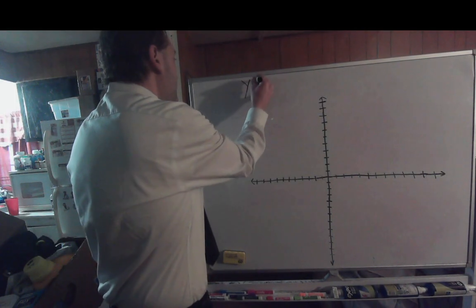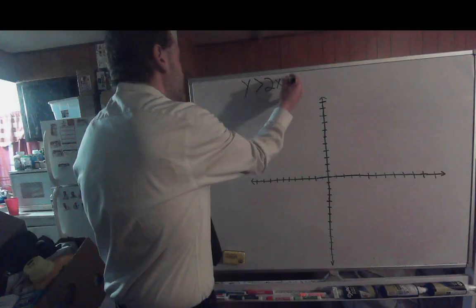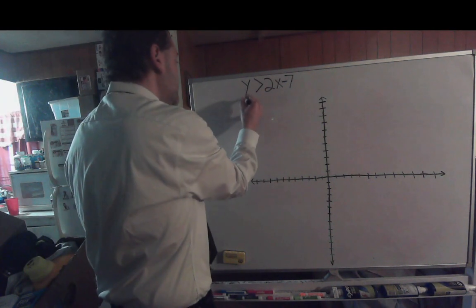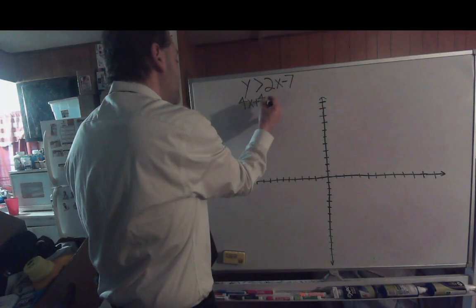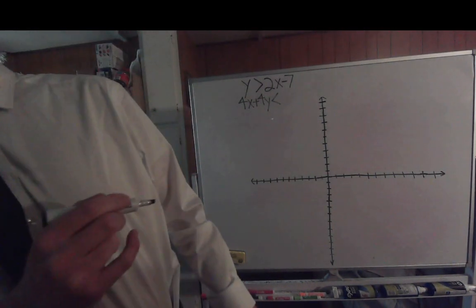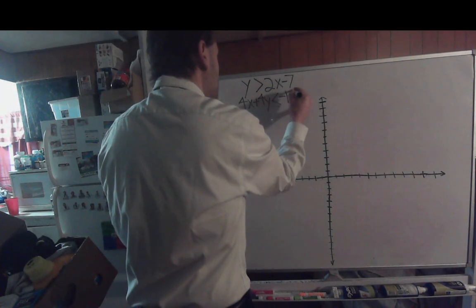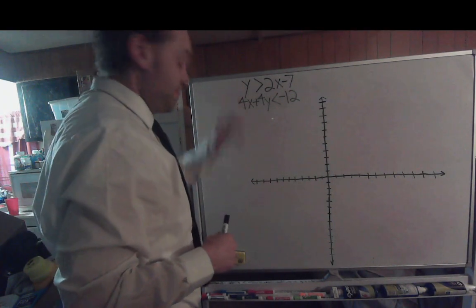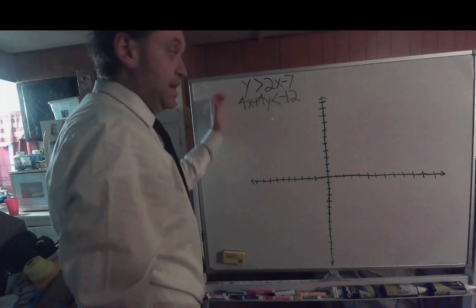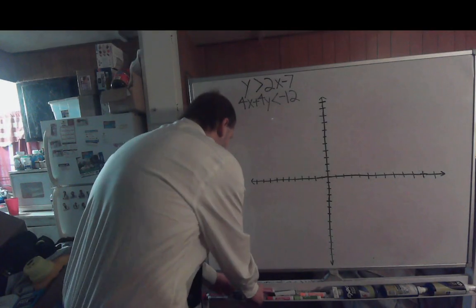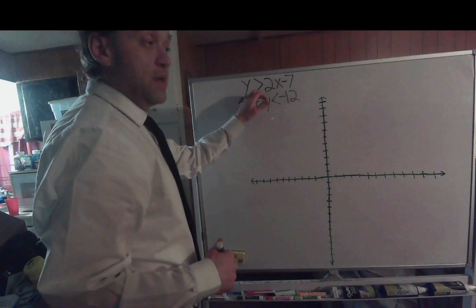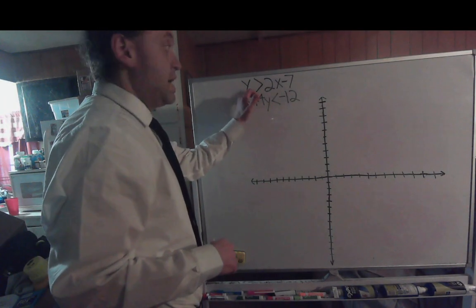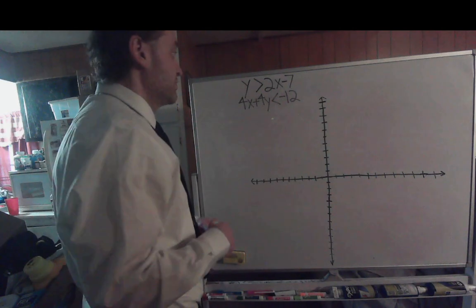So we have y is greater than 2x minus 7. We have 4x plus 4y is less than negative 12. So of course, I would start out with graphing these inequalities first. So let's start with y is greater than 2x minus 7. Since it's just greater than, you will draw a dotted line through y equals 2x minus 7, since that's not part of your solution.